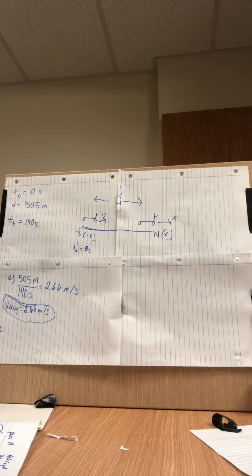For question B, it says, what is the motorcycle's displacement in the northern direction during this period in meters? Displacement is the change in position where an object has been moved, but since there's no change in position given, the displacement would be the distance, which is 505 meters. And that is your answer B.